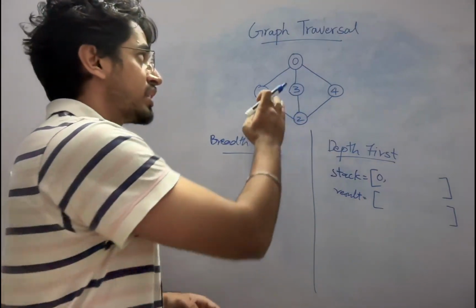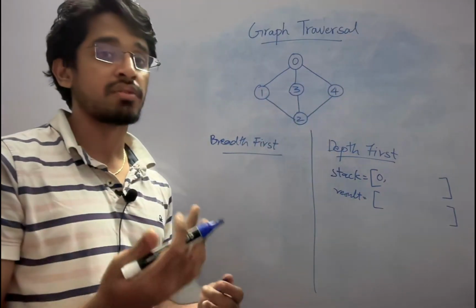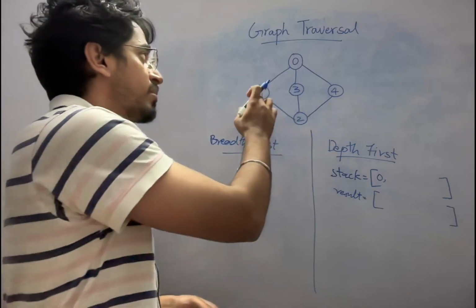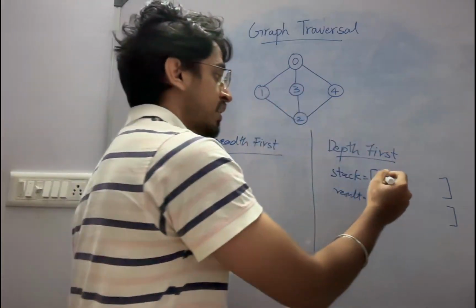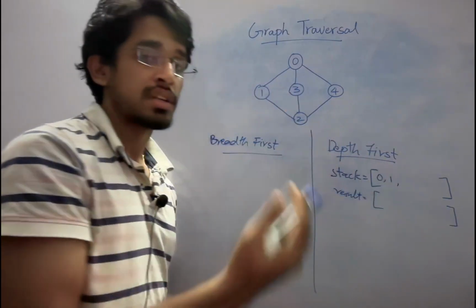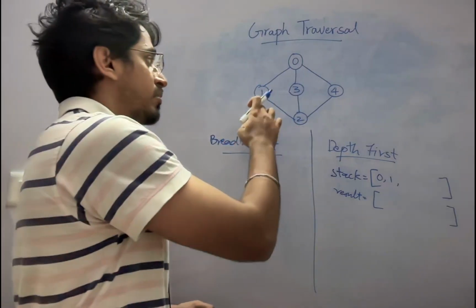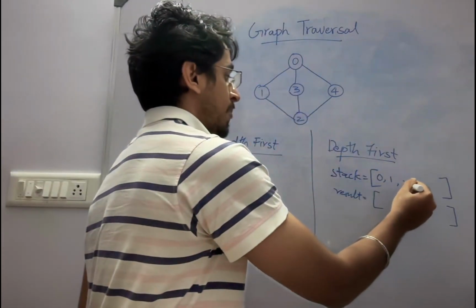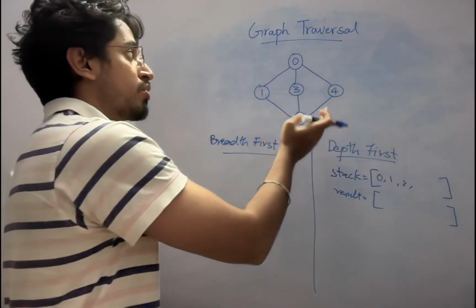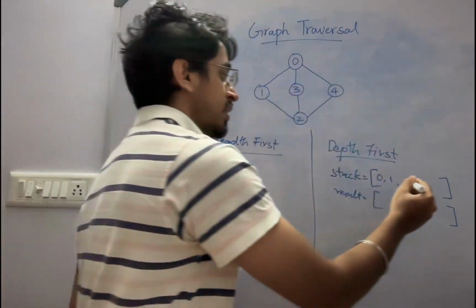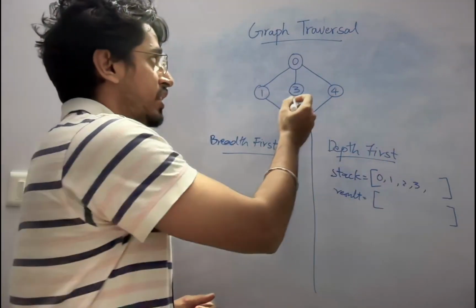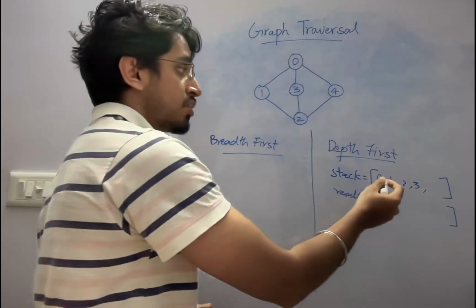We have 3 adjacent nodes, so we can go from any one of them. Let's say we want to go from 1. We add 1 to the stack and then again check the neighbors, and we just need to go as deep as possible. So we can go from 1, then we add 2, and here we have two choices, either 3 or 4. Let's go to 3, and after 3 it is going back to 0, but 0 has already been visited.